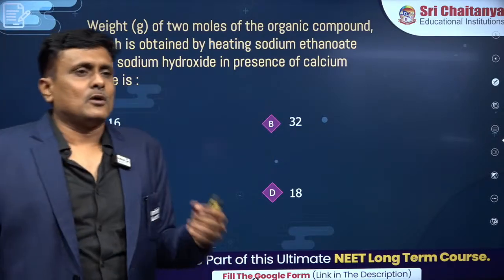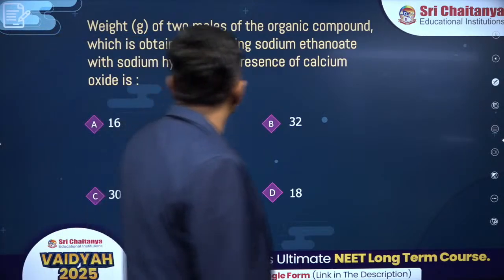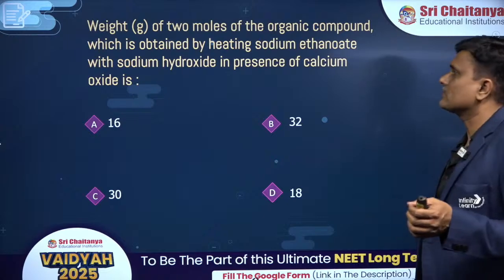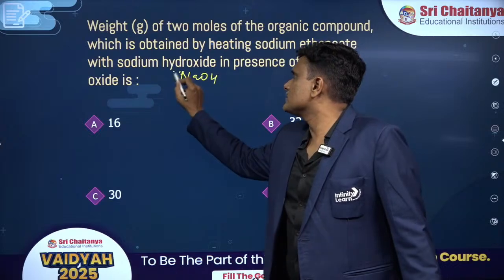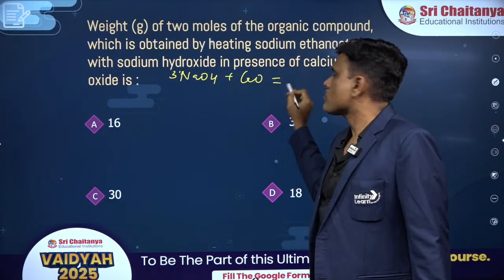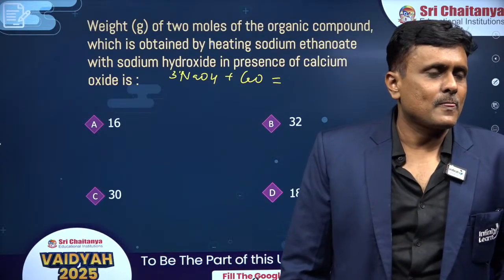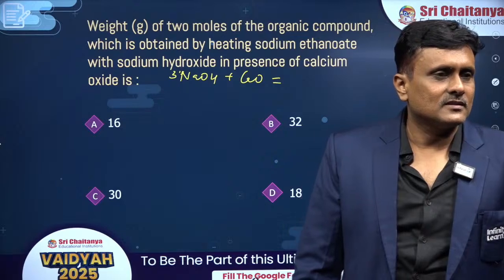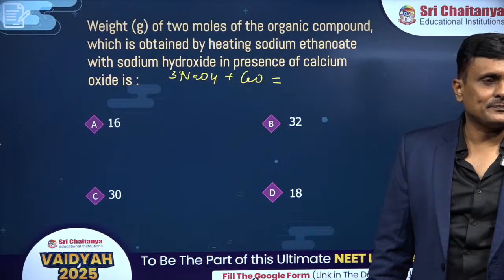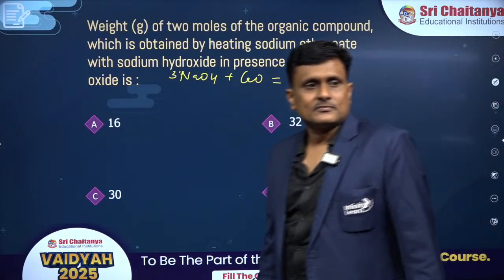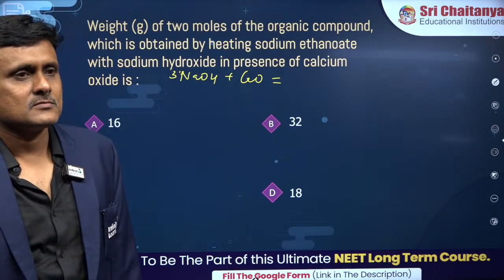Look at this stoichiometry, organic chemistry based question. Weight of 2 moles of the organic compound which is obtained by heating sodium ethanoate with sodium hydroxide in presence of calcium oxide. What is that? Sodium hydroxide and calcium oxide mixture is referred to as? Where is it used? Strong alkali mixture. What is that called? Speak out, buddies. Waiting for your answers. Soda lime, isn't it?